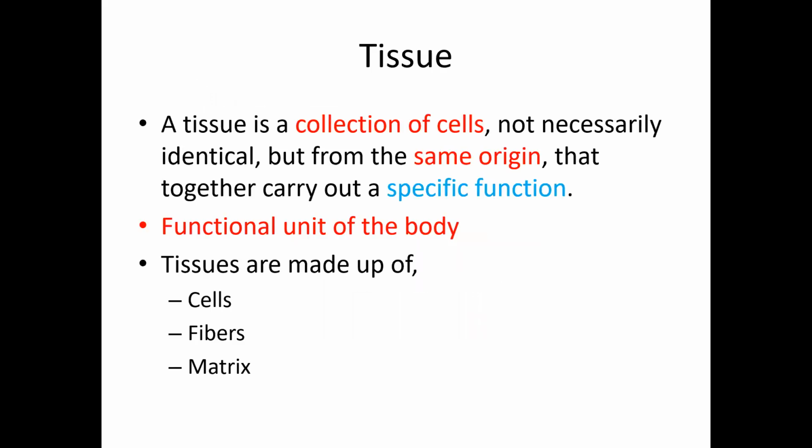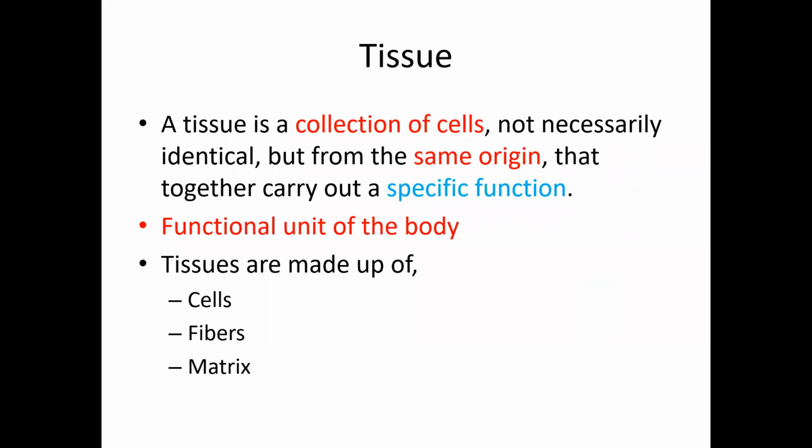Okay, so a tissue is basically a collection of cells. They may not be identical, not necessarily identical, but they are from the same origin. Origin means embryological origin. And together, all these cells will carry out a specific function. So tissue is basically a lot of cells which act together to perform a function, right?